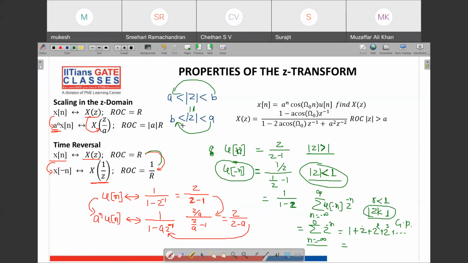So for a two-sided signal, whenever you take the time reversal, if for one case the Z transform may exist, for the other case the Z transform will not exist, because here we don't have any point for which the Z transform is going to converge. The ROC will not exist in the second case, right, sir? Yes. Okay, thank you, sir.